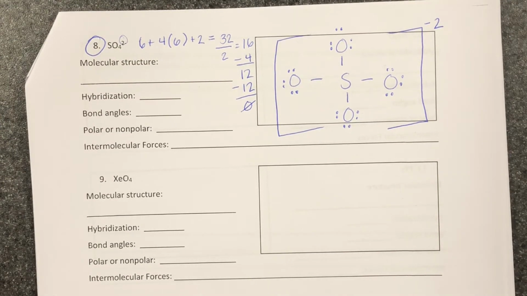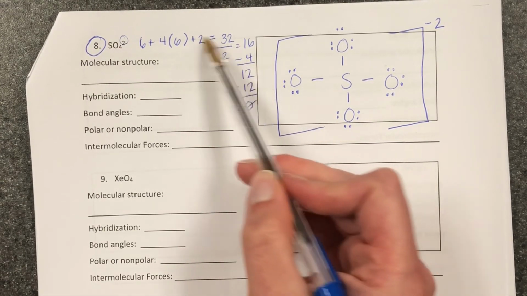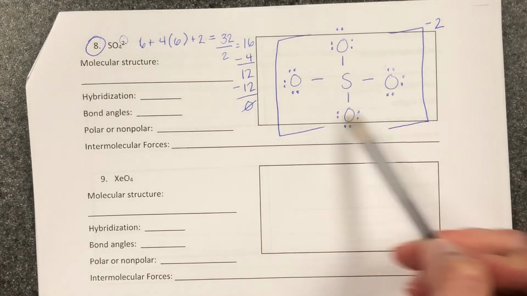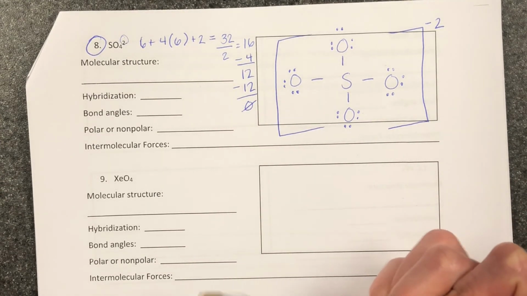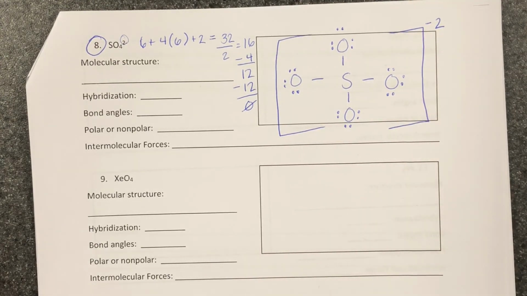So we use the same rules for drawing covalent compounds. We just adjust the number of electrons based on the charge. We adjust the total number of valence electrons based on the charge. And then we draw our Lewis dot structure the same way we normally would. And then at the end, you need to put brackets around it and then put that charge on the outside.